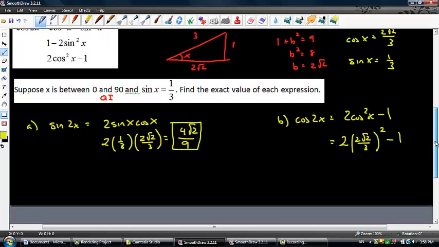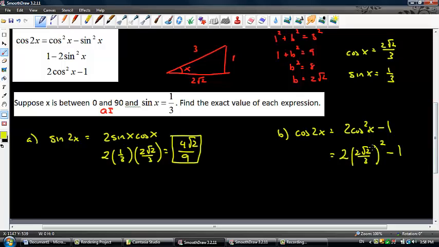Okay, I think I'm going to regret doing this, but that's all right. 2 rad 2 squared, so that's going to be 4 times 2, so that's 8 over 9 times 2 minus 1. That is going to be 16 over 9 minus 9 over 9, so that is 7 over 9. Okay. And again, you could have used any one of these if you wanted to, but I chose to use that one. All right, that's it for double angle. See you next time.